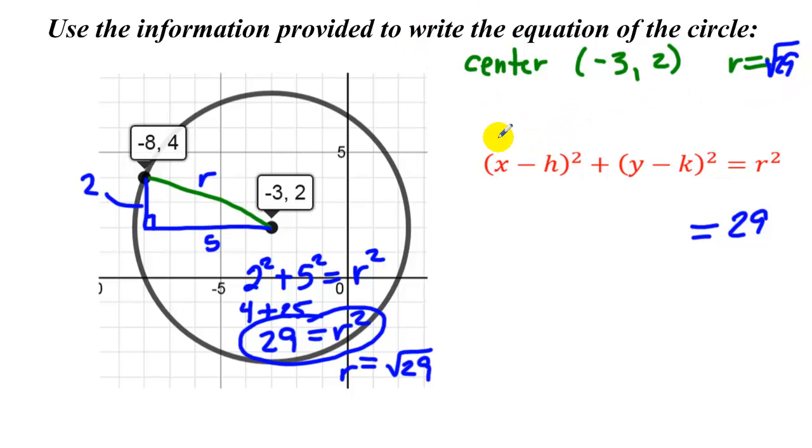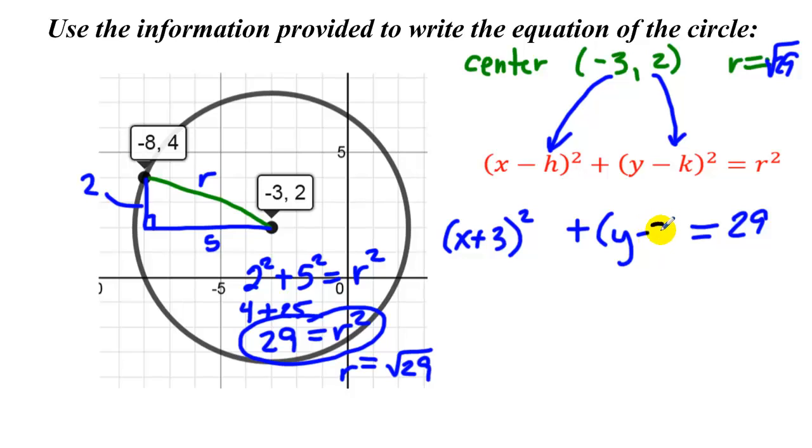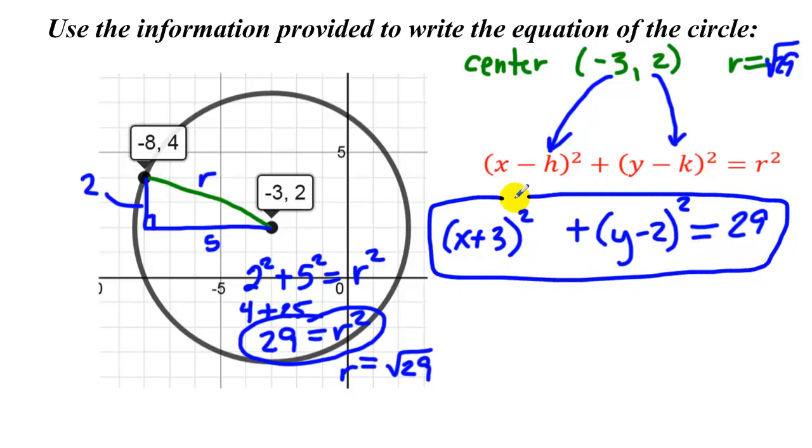Okay, the rest of this is substituting. So let's put in our h and our k into the equation. That's x minus negative 3. Let's go x plus 3 squared and y minus 2 squared equal to 29. And there's the equation for that circle.